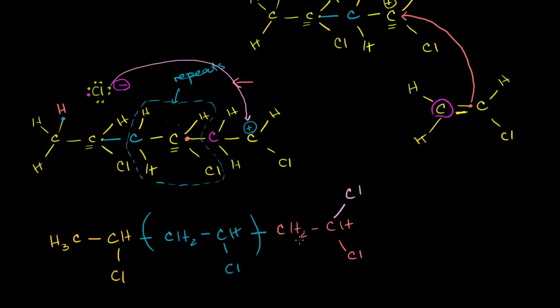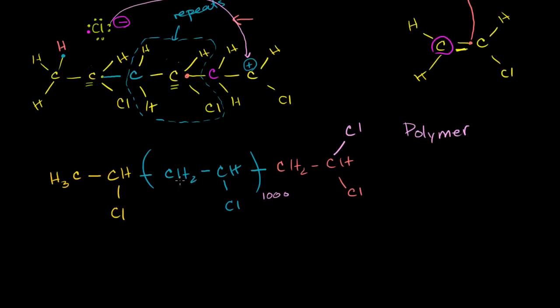Now, when we say that this repeats many times, you might write an n here just to show that it repeats many, many times. If you know that there were 1,000 molecules here, you would write 1,000 repetitions. But this is called a polymer. And the name for this molecule right here is, each of these units is vinyl chloride, right?